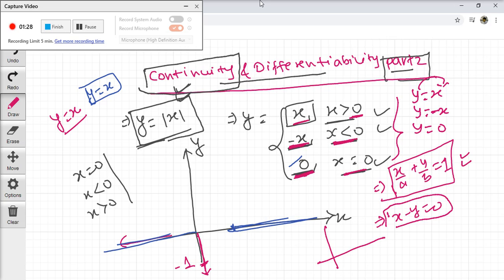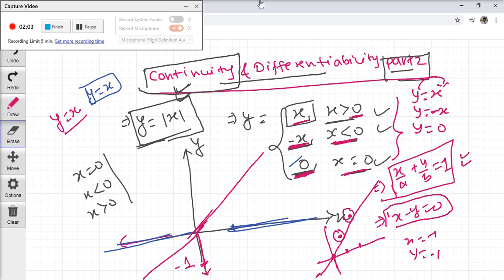Suppose x is equal to 0, then y is 0. If x is equal to 1, y will also be 1. If x is equal to 2, y is also 2. So it will pass through the origin and go like this. If you take x is equal to minus 1, then y will also be minus 1, so it will be in the negative direction. It should be a straight line, it should not be bent.